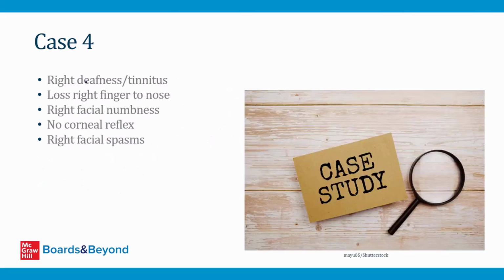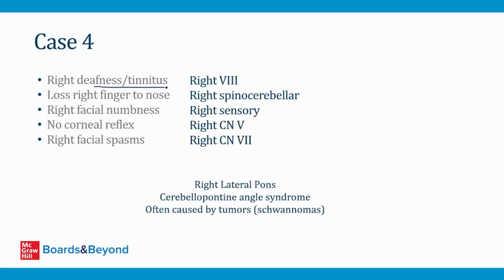Okay, and then I'll do one final case. Imagine that we have right-sided deafness and tinnitus. We've lost the right-sided finger-to-nose testing. There's facial numbness on the right. Corneal reflex is gone, and there are spasms on the right side of the face. So the deafness and tinnitus means cranial nerve 8 is involved on the right. The ataxia, which is the loss of the finger-to-nose testing, means the spinocerebellar tract on the right is affected.